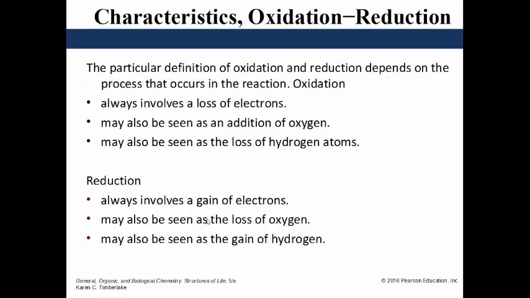All right, next we'll talk about characteristics of oxidation and reduction. Now, the particular definition of these types of reactions depends on what is occurring in the reaction. Oxidation always involves a loss of electrons. Remember that phrase, Leo, losing electrons is oxidation. It may also be seen as the addition of oxygen, and may also be seen as the loss of hydrogen atoms. For reduction, it will always include the gain of electrons. Remember, Leo goes GER, G-E-R, gaining electrons is reduction. Reduction may also be seen as the loss of oxygen. It may also be seen as the gaining of hydrogen atoms.